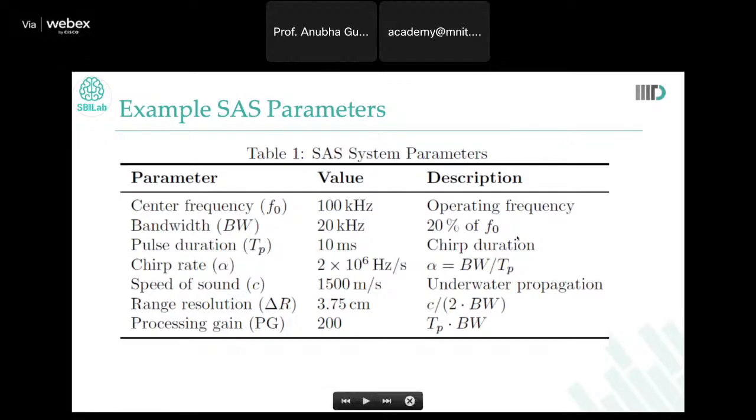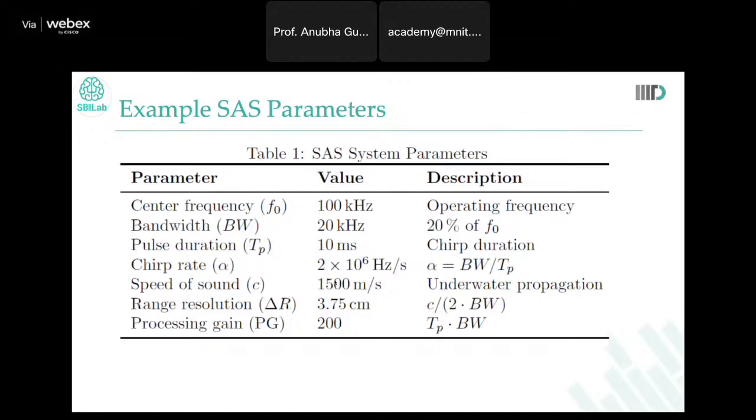We have taken 20% of center frequency. Pulse duration we considered 10 millisecond, which is also the chirp duration. Chirp rate alpha was 2 megahertz per second for our case, and that is nothing but equal to bandwidth by Tp. Speed of sound we considered 1500 meters per second in the sea water.